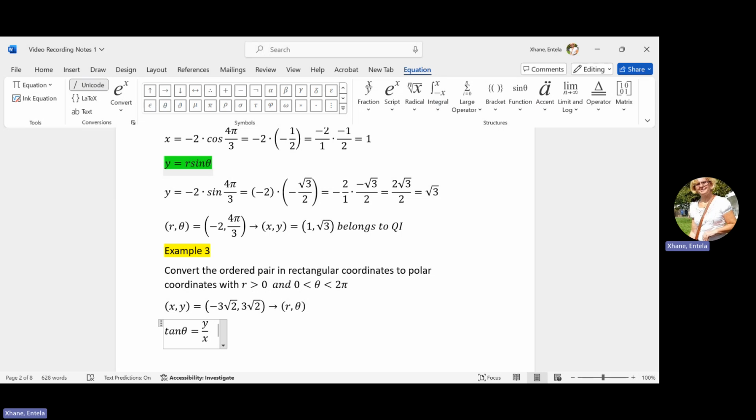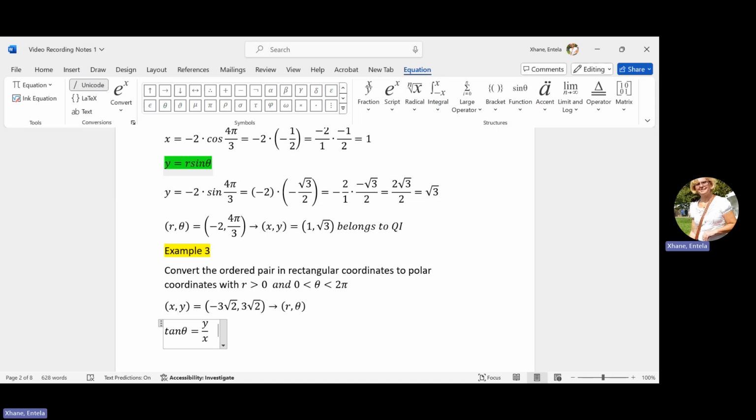Now, if you are wondering how am I going to get r, remember where the triangle is located. The hypotenuse of the triangle is r. The opposite is the y-coordinate. The adjacent is x. It's a right triangle. So in other words, I have two sides of the triangle, x and y, or the opposite and the adjacent, and I'm trying to find the hypotenuse, which is r.